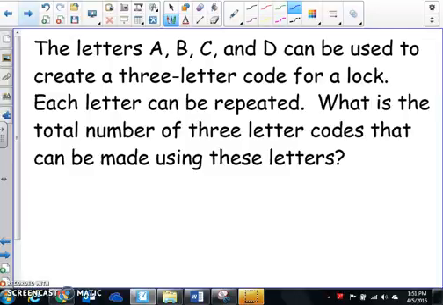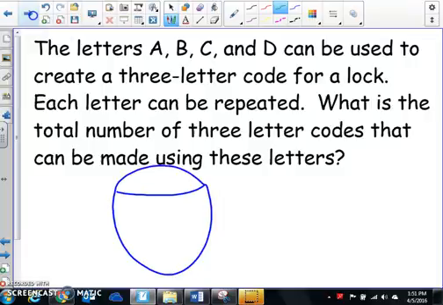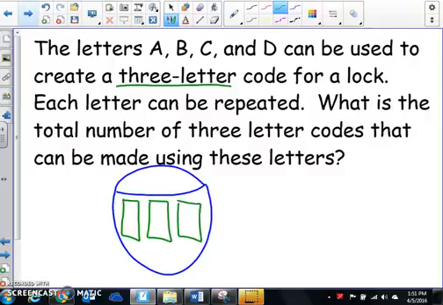All right, if you think of a lock, here's a little lock, padlock, I don't know, right? And this one says it's a 3-letter code. So I've got on here 1, 2, 3 different letters, right? Okay. Each one can be repeated. So I could have AAA, ABA, whatever. So for each slot, I've got 1, 2, 3, 4 choices.